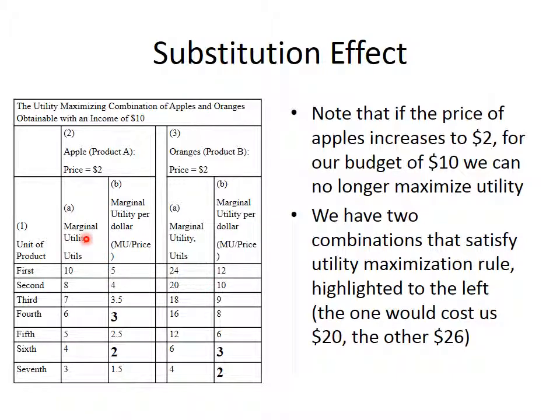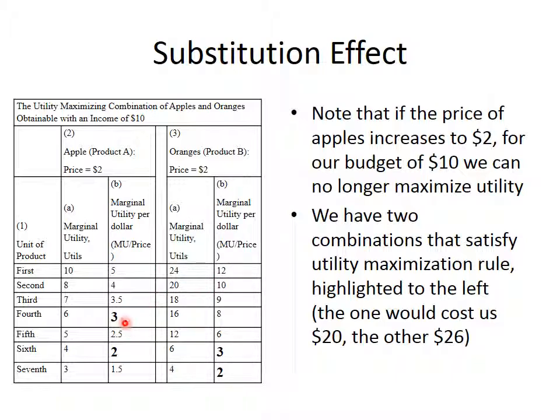Okay, so now we have the marginal utility of apples exactly as it was before. The first apple earns us 10 units of benefits. The second apple earns us an additional 8. The third apple, an additional 7. Okay, well, based on this, we have 2 combinations where the marginal utility of apples per dollar is the same as the marginal utility of oranges per dollar.